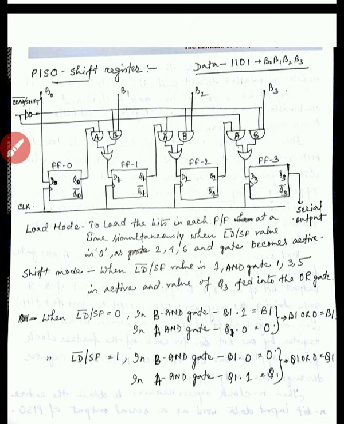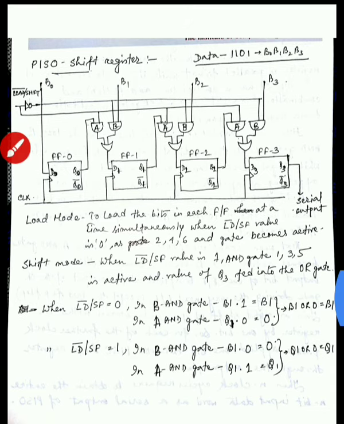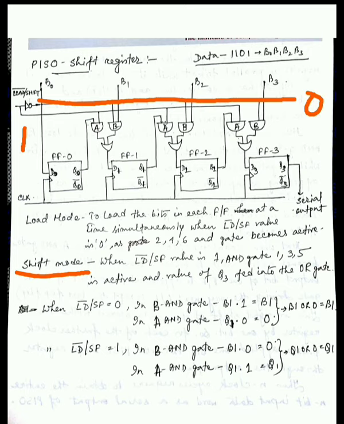Again, in shift mode, you see there is another mode, shift mode. In shift mode, whenever we put 0 here, B1 is active. Whenever we put 1, the upper level is complemented, that is 0. Whenever it is 0, all the B gates will be inactive because these gates are connected with 0. An AND gate is inactive when it gets 0 because its output is 0.